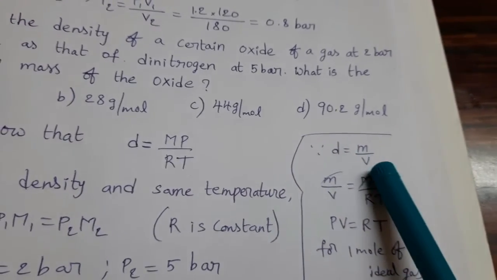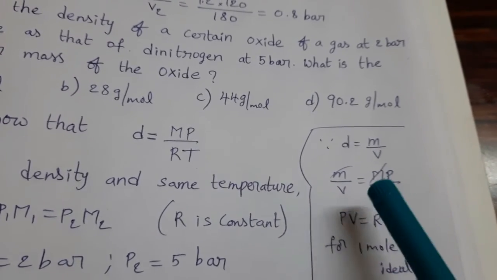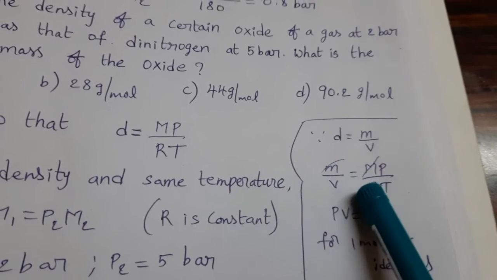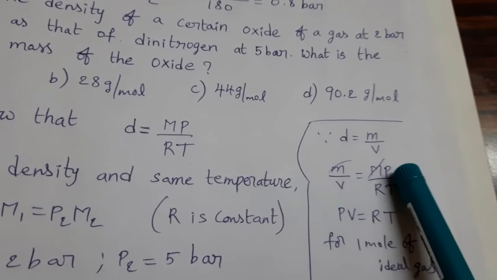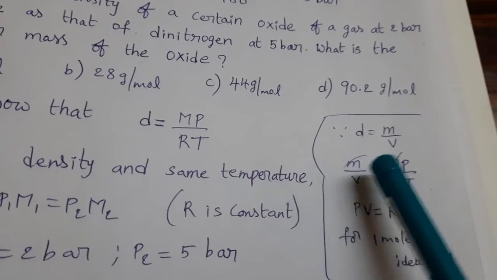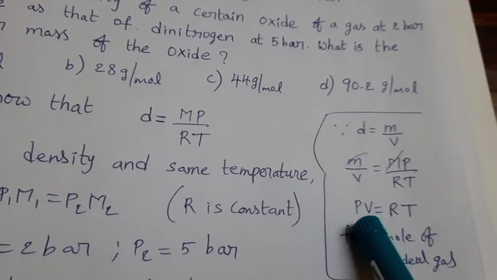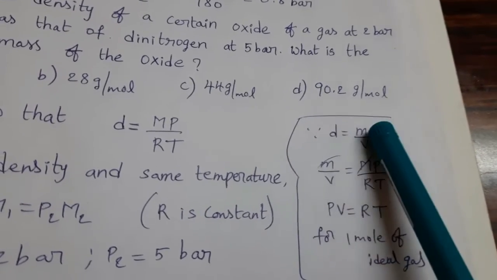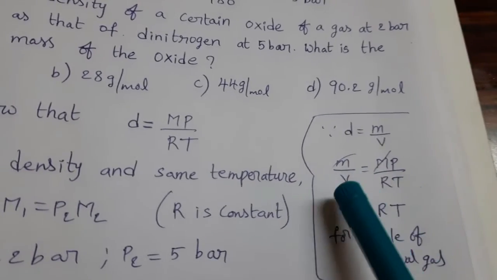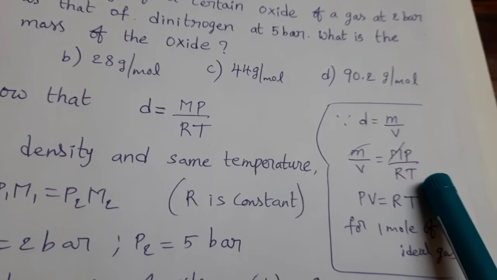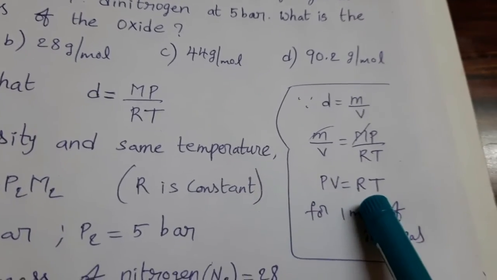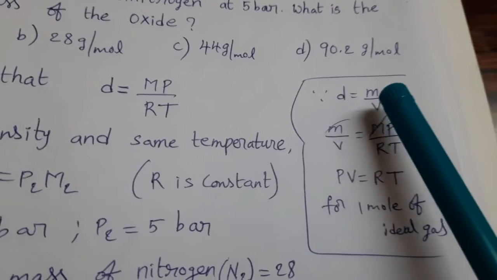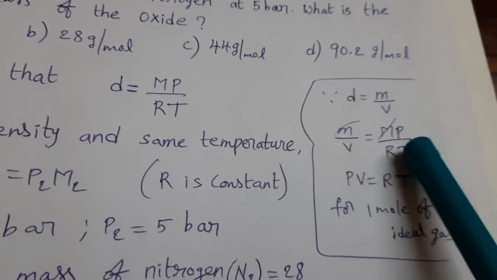Density equals mass by volume, which means mass into pressure divided by RT. Mass gets cancelled. What is the remaining thing? PV equals RT. Same PV equals RT and density equals mass by volume. By combining these two, we can get this relation. Are you understanding? PV equals RT, this is the ideal gas equation. For 1 mole of ideal gas, the equation is PV equals RT, density equals mass by volume. By combining these two, we are getting this one.